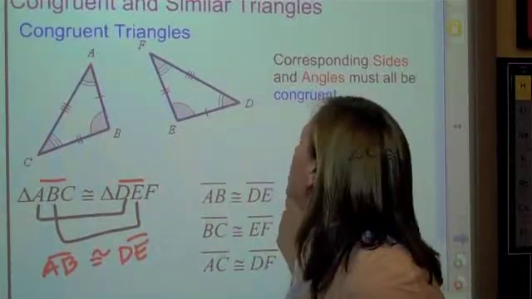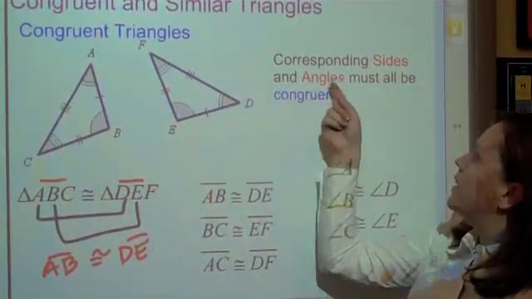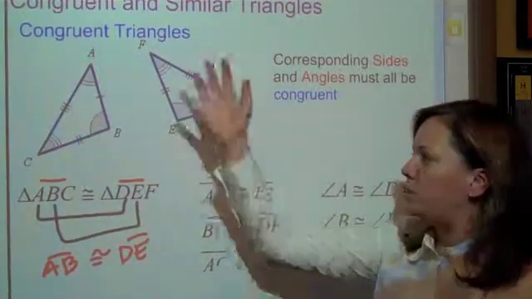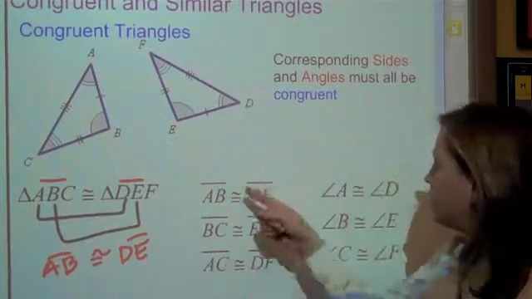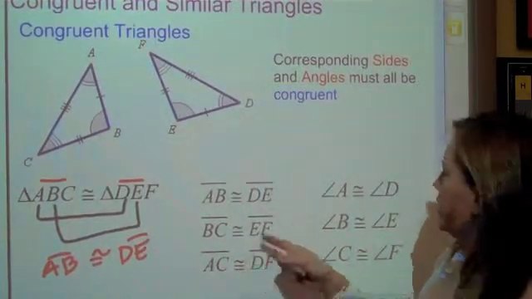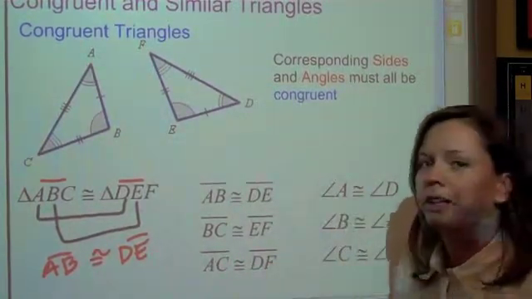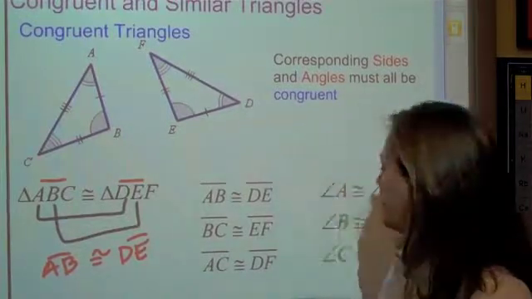markings. Okay. Corresponding sides and angles must all be congruent. So that's what we just talked about here. Look for it in the diagram or the congruency statement. All these sides are going to be congruent. All these angles are going to be congruent if the two figures are congruent.